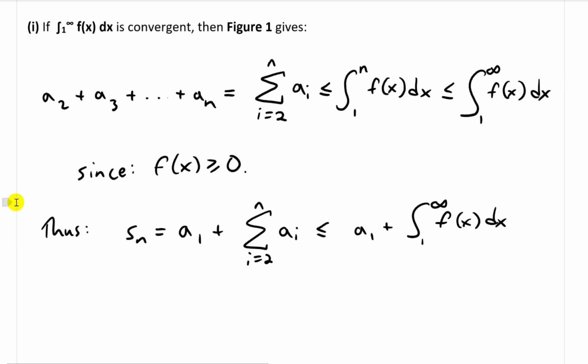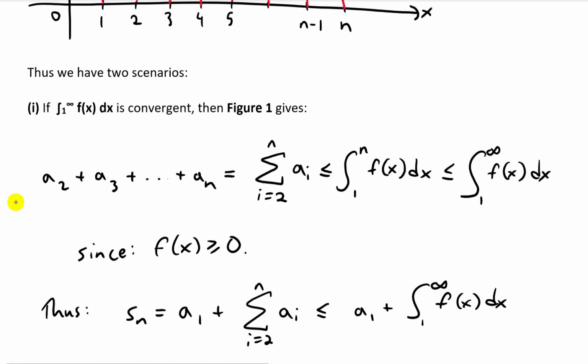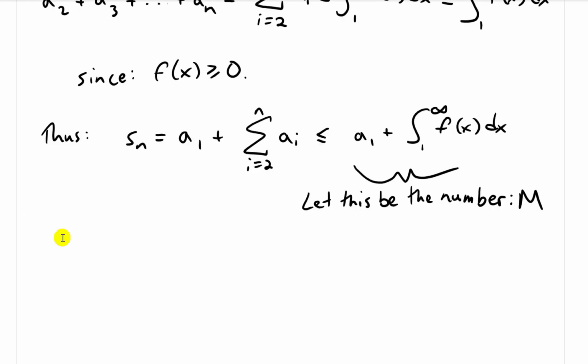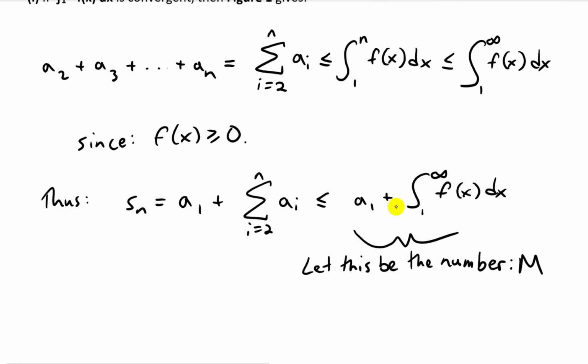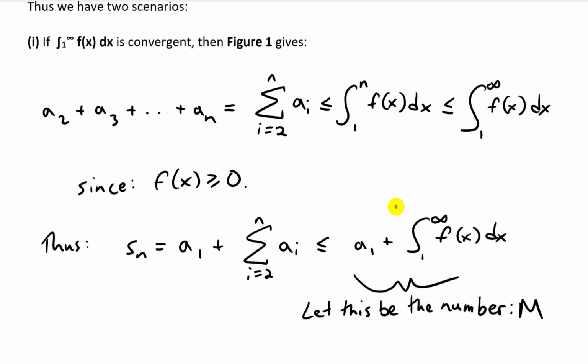And since we're given that this integral from 1 to infinity of f(x) dx is convergent, let this be the number m. So just pick a number, because it converges. So we're going to have a number plus a converging number there. So it's a max limit.